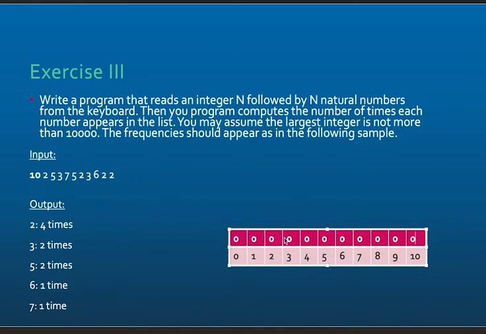So now we found 2, we add 1 to it and it becomes 1. Then we found 5, we add 1 to 0 and it becomes 1. We found 3, we add 1 to 0, it becomes 1. We found 7, we add 1 to 0, it becomes 1. We found 5 again, we add 1 to 1, it becomes 2. We found 2 again, we add 1 to 1, it becomes 2. We found 3 again, we add 1 to 1, it becomes 2. 6 for the first time becomes 1. 2 again becomes 3. Then 2 again becomes 4.